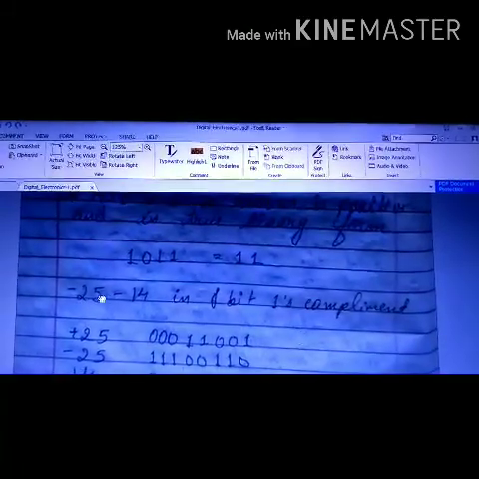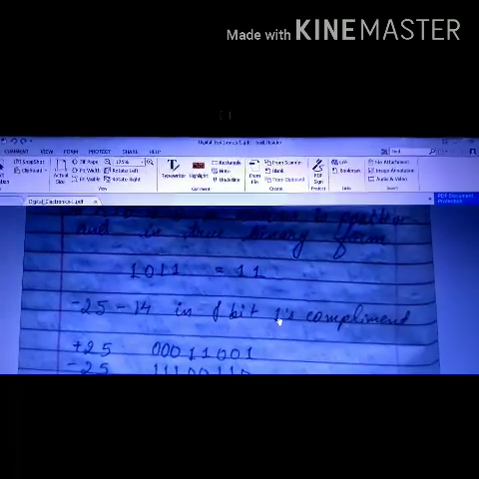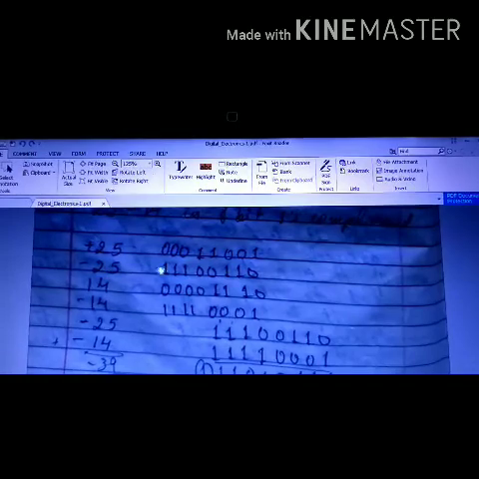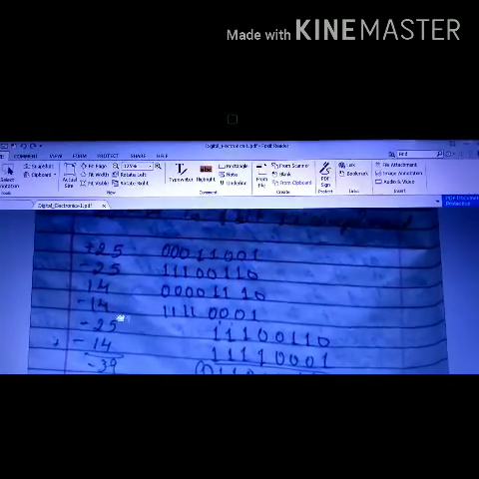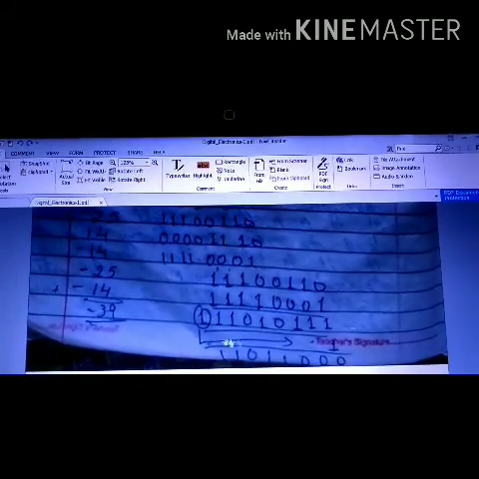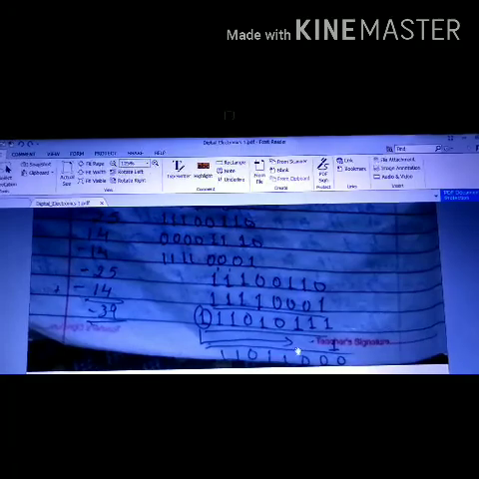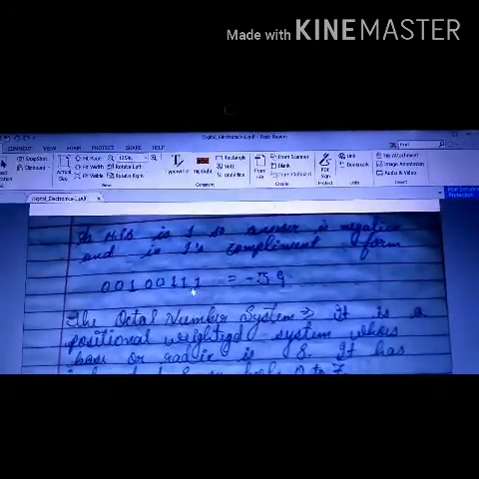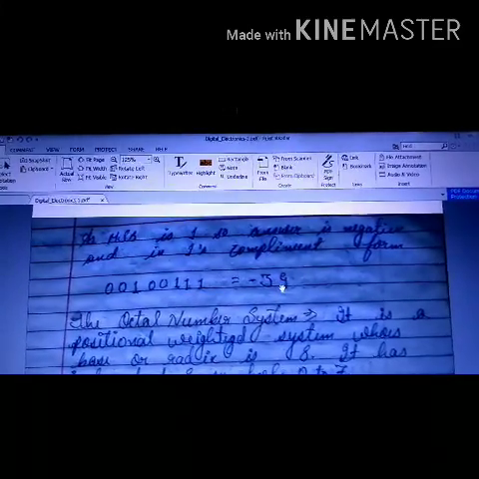Now we want minus 25 minus 14 in 8-bit 1's complement form. So we will convert plus 25 into minus 25. We will convert 14 into minus 14 and we will add these two numbers and we'll get an end around carry. We will add the end around carry here and we will get a number. Now when the MSB here is 1, it is a negative number and it's in 1's complement form. So we will convert it into its 1's complement and we will get this number which is equivalent to minus 39. So the answer is verified by decimal calculation here.